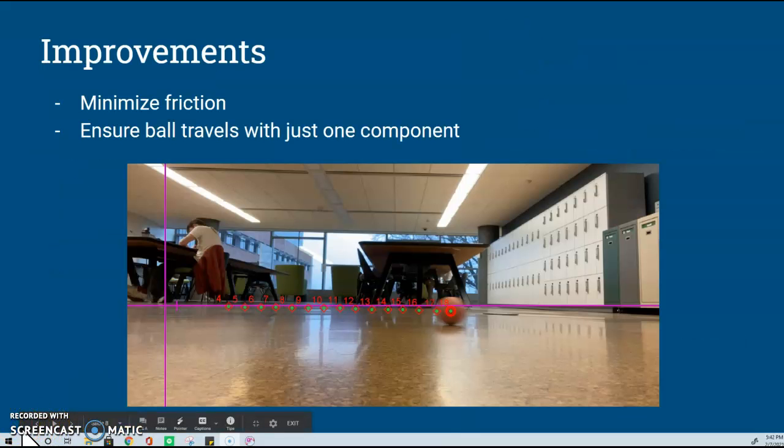To improve this project next time, I could attempt to minimize friction with a ball and floor material that would cause the least amount of friction between them. This would allow the ball to travel at almost constant velocity. Also, I should ensure that the ball travels only in the x component. As the picture shows, the ball slightly travels below the x-axis towards the camera, causing tracking points to become closer together. This caused some data issues as the ball appeared to increase in velocity in Tracker.